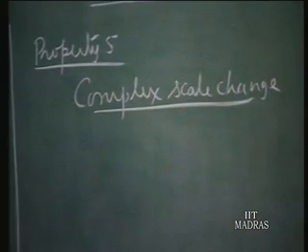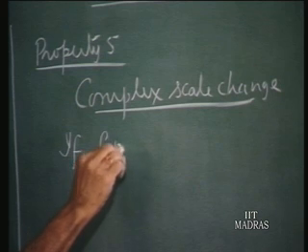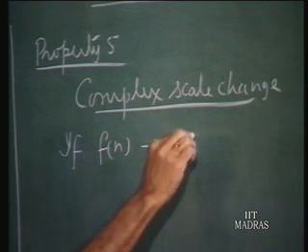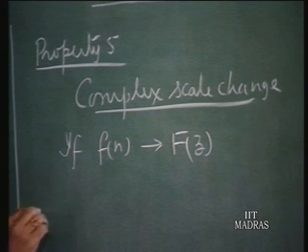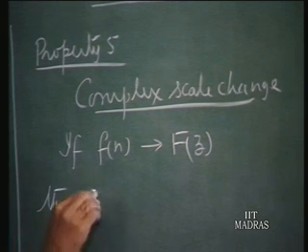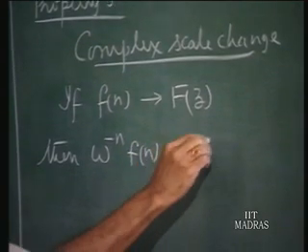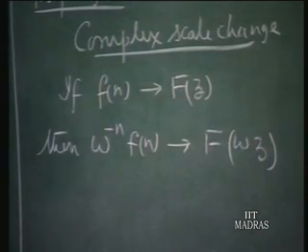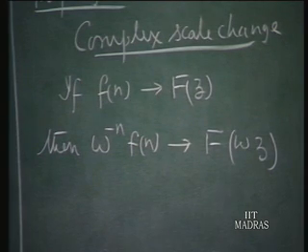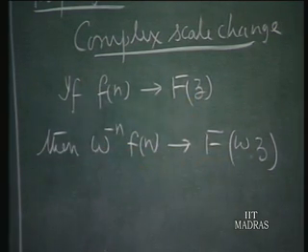Complex scale change. If Fn has the Z transform F(z), then W to the power minus n Fn has the Z transform F(wz). That means instead of Z you have F(wz). It's like a scaling in the complex domain, in the Z domain.